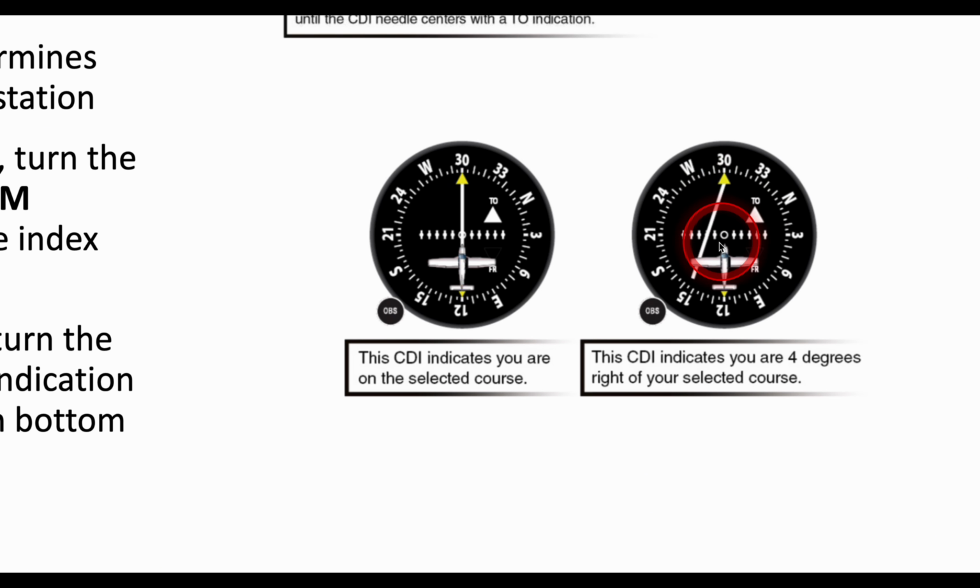An easy way to visualize it is imagine that the airplane is located right here on that indicator, or even on the center. And whatever side that needle is on, it means that you need to chase that needle in order to get to the course. So in this case, this airplane would need to turn to the left in order to find that needle.